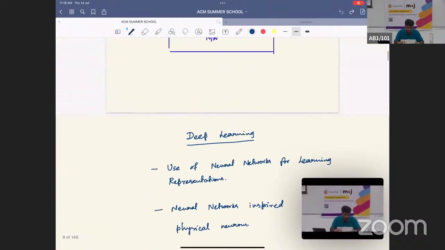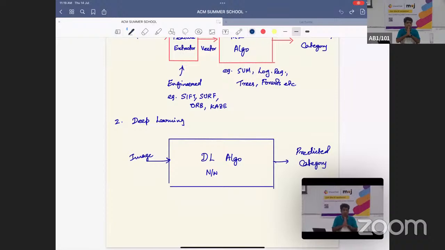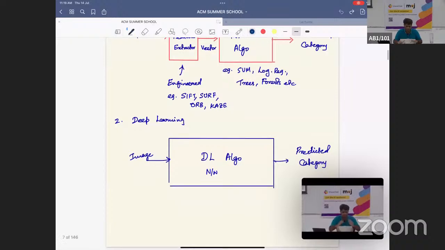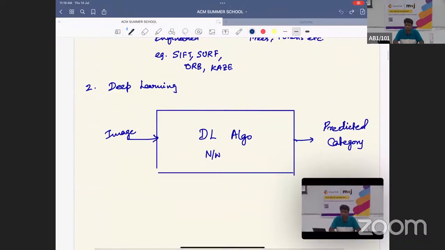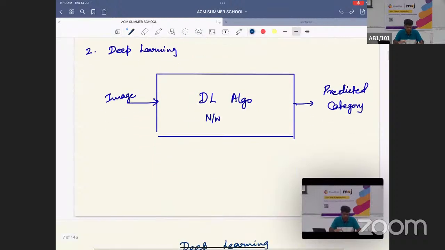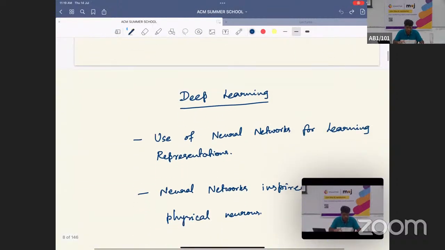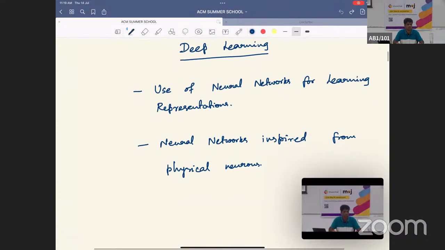So we stopped here, right? The deep learning algorithm. Someone asks you to define what deep learning is. In one sentence, there are many definitions, but what I would say is: use of neural networks for learning representations. You are given some data, you want to learn the representations and do some task. How to use the power of neural networks to do this task, that is deep learning.